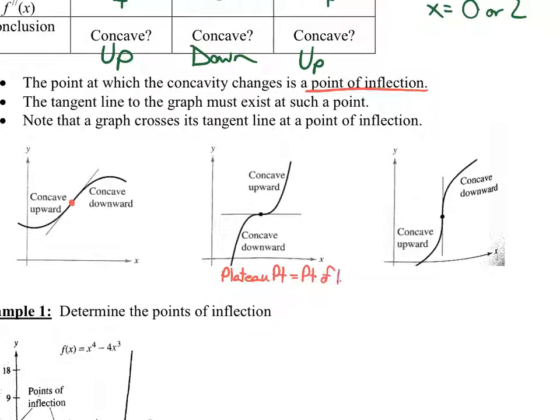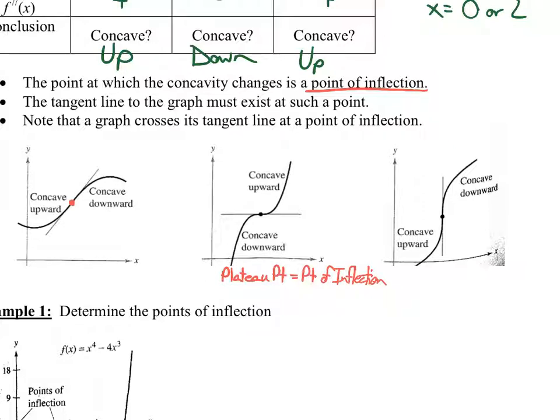Of inflection. That can help you, especially if you have one that may be a little bit challenging to solve, where the second derivative equals 0. If you already found all the critical numbers and found that one of those gave you a plateau point, that'll tell you one of the values that'll make the second derivative 0 as well. Okay, so keep that in the back of your mind.